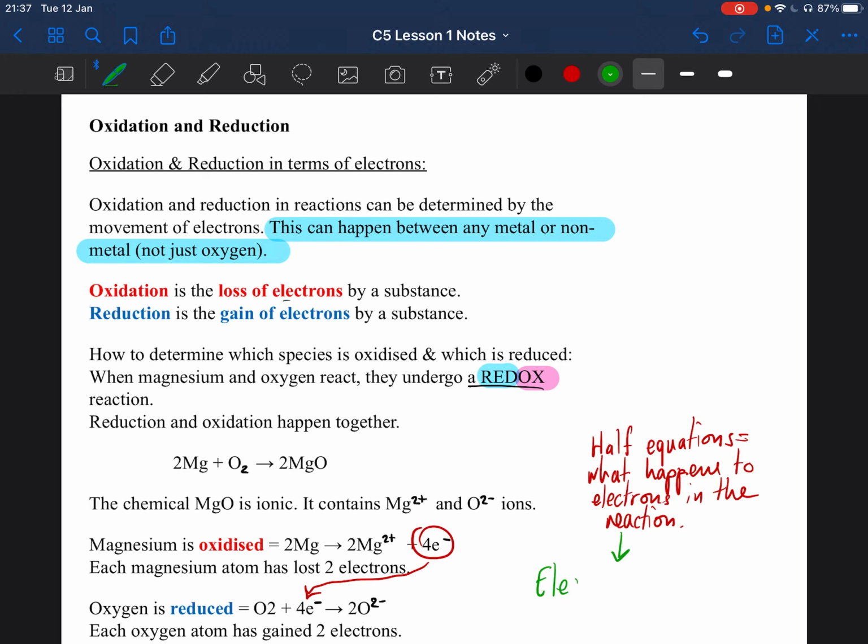The electrons in each half equation must be the same. So if you end up with 2 in one and 4 in the other, you've got a problem and you need to multiply them up and balance those equations. As you go through GCSE chemistry, we'll actually teach you how to balance equations using half equations.